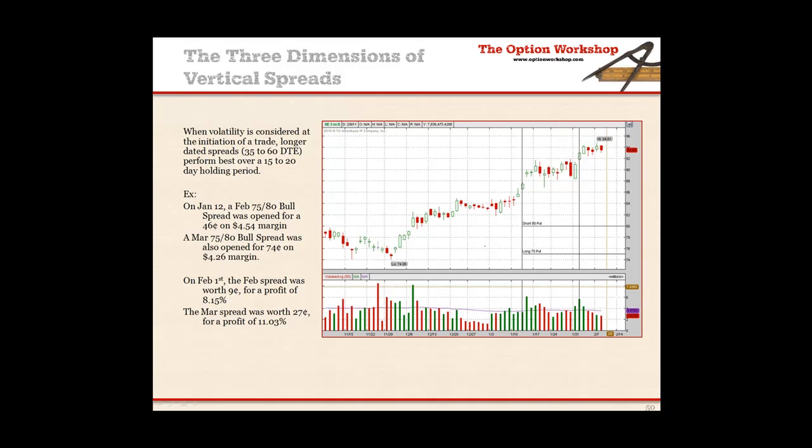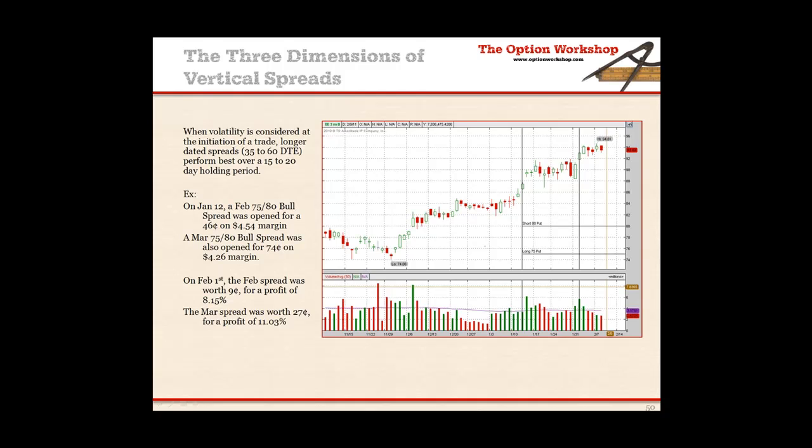Next thing I want to talk about, and this is what I've been talking about really this whole time, is that when you consider volatility at the beginning of the trade, your longer dated trade is going to perform better than your shorter dated trade. And I'm going to show you an example here of a trade that I did.